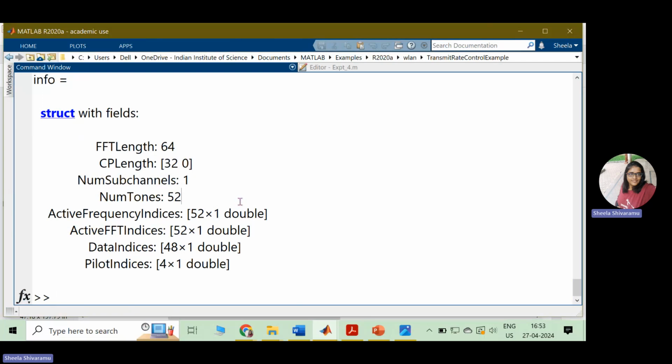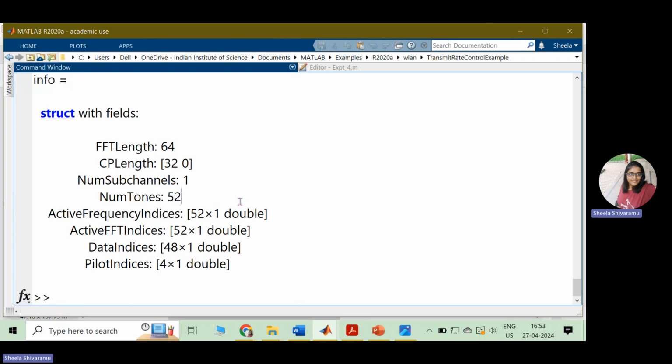The number of occupied tones is 52. In addition to this, we have 12 subcarriers or tones which are not used. That is the first subcarrier to the 6th subcarrier, the 33rd subcarrier, and the 60th to 64th subcarrier are null subcarriers, which are used for synchronization and other purposes.